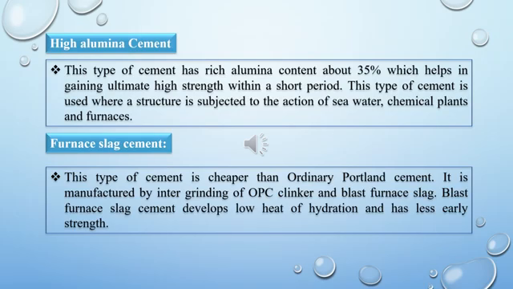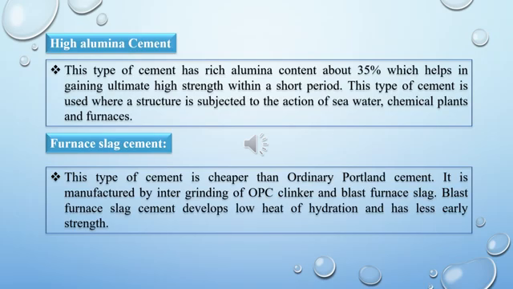So students, our next cement is furnace slag cement. This type of cement is cheaper than OPC. And now the question is how furnace slag cement is prepared. If you grind OPC clinker with blast furnace slag, then this will develop furnace slag cement. And this cement has low heat of hydration, due to which there is less early strength as compared to OPC.